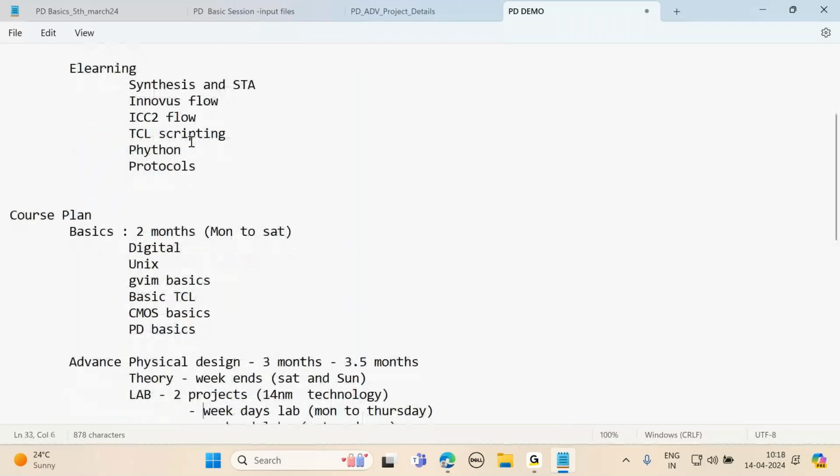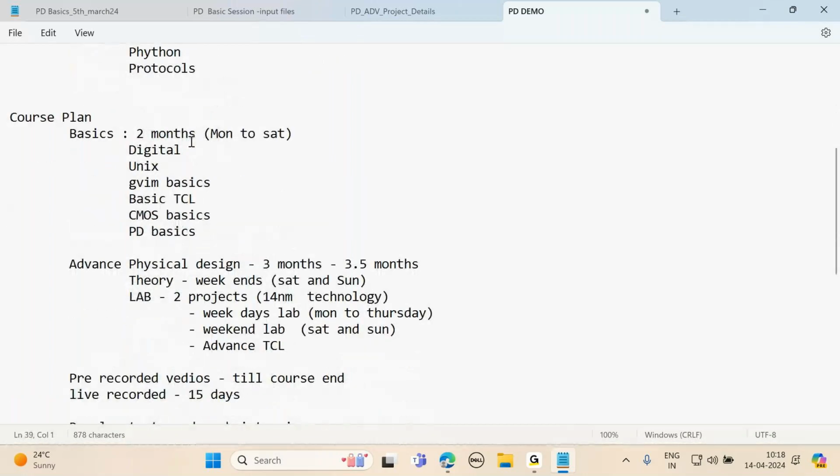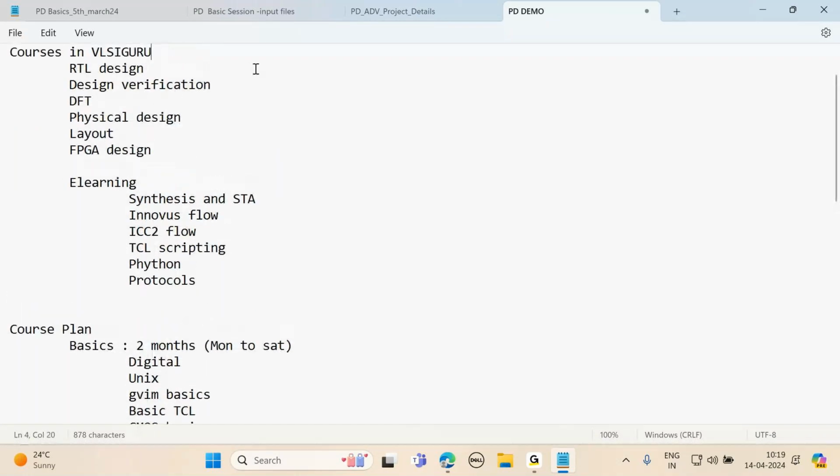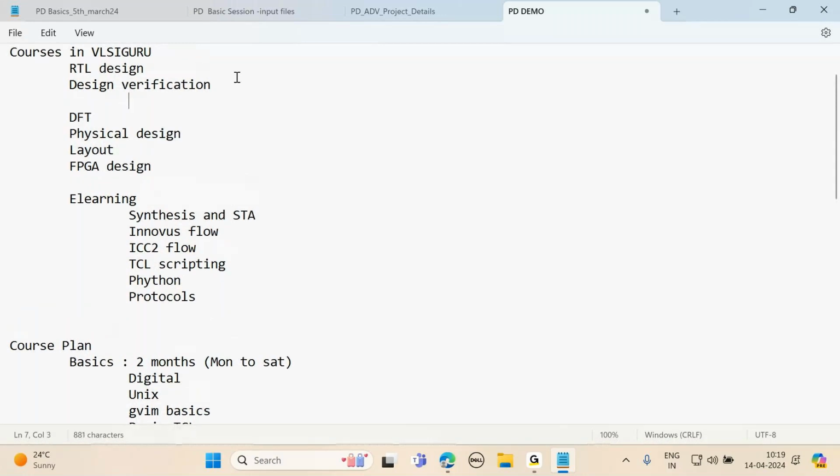If you want that, you can ask the admin that you want to undergo a basic Verilog course. Then he may ask for nominal fees, like 2,000 or 3,000, and you can enroll apart from this. That is a separate course, right? SystemVerilog comes under the category of design verification. To do design verification, you need to know Verilog.